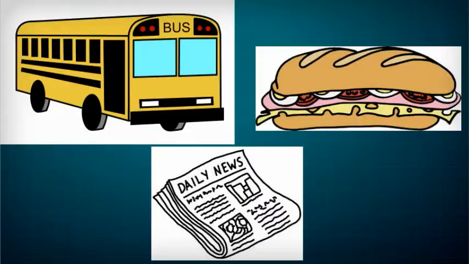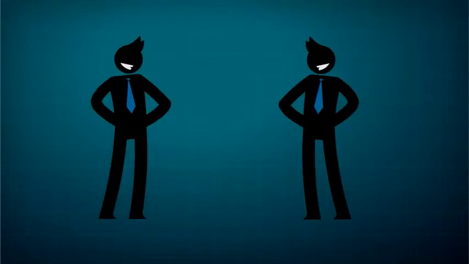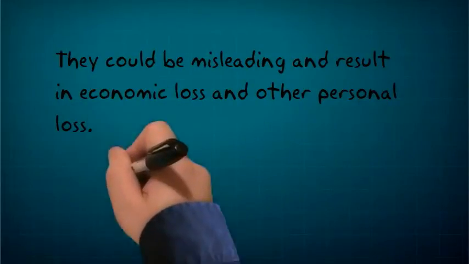There are many contracts associated with day-to-day activities. Some examples of entering a contract would be catching a bus, buying lunch, or buying a newspaper. These examples involve contracts which are formed by two parties. However, contracts aren't always valid. They could be misleading and result in economic loss and other personal loss.